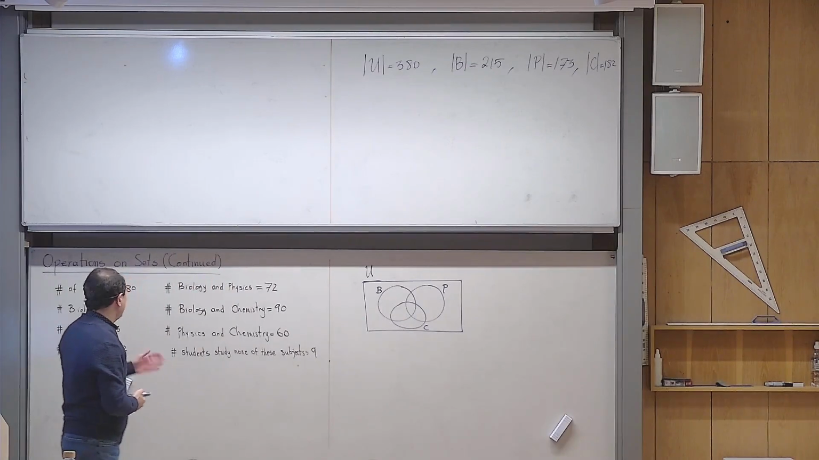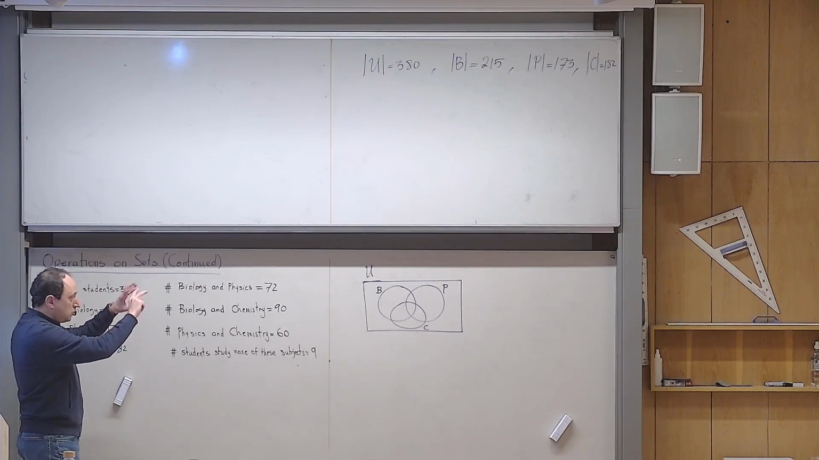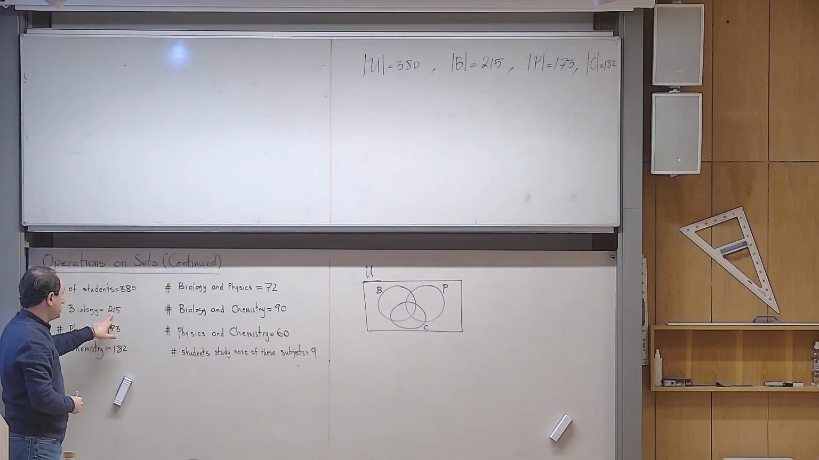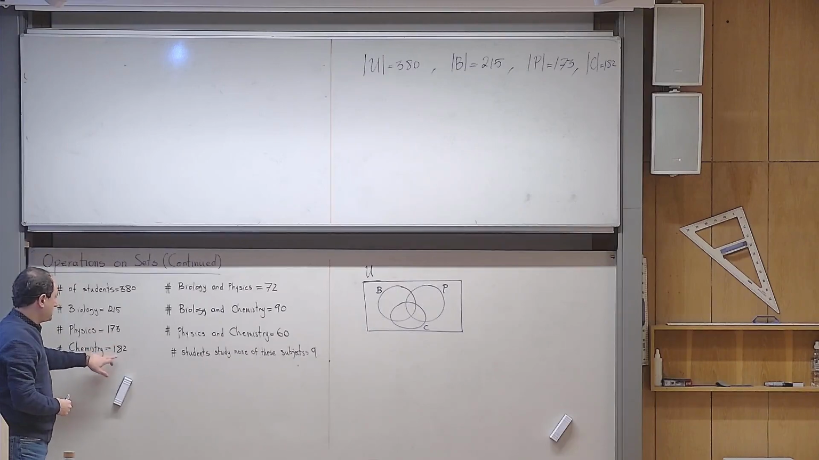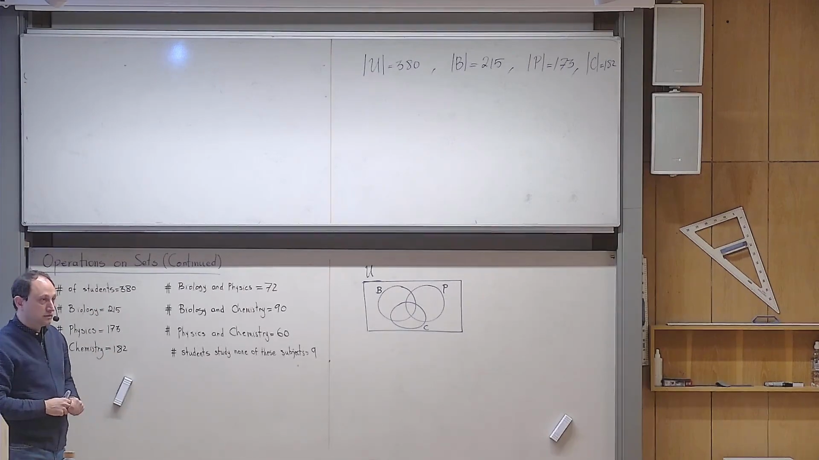Okay, so the number of people who are taking biology means that the whole circle for the biology includes 215 students, and the whole circle for physics contains these many students, and the same thing for chemistry. But can you tell me which part of it is wanted? Yes, do you have questions?